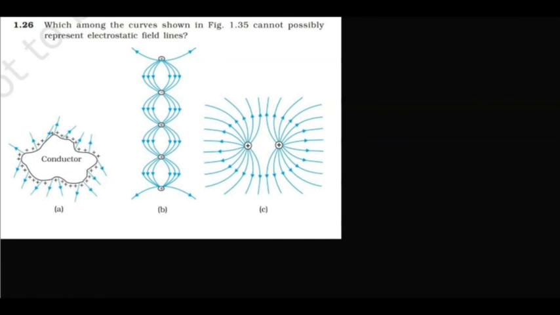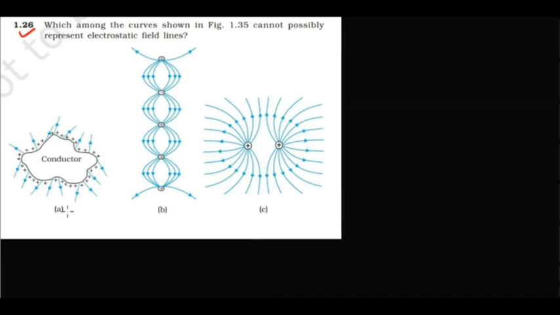So now look at the next question. This is the last question of this session. So the question is 1.26. Which among the curves shown in the figure cannot possibly represent electrostatic field lines? So there are three diagrams given, A, B and C, and we have to say which diagram does not represent the electric field lines correctly.